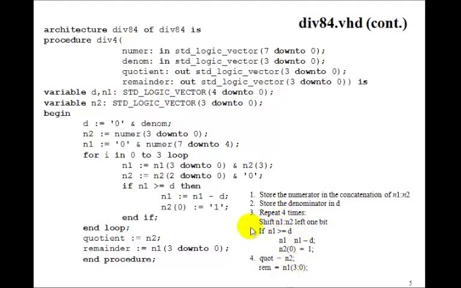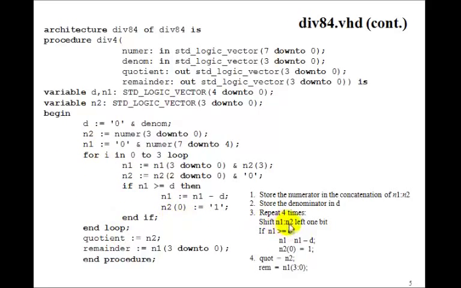So here's our little algorithm that we want to implement. So we need to store the numerator in the concatenation of n1 and n2. So the numerator, 3 down to 0, goes into n2, and the numerator 7 down to 4 with a leading 0 goes into n1. The denominator with a leading 0 goes into d. Store the denominator in d. Then we want to repeat 4 times, so we'll go through this for loop, 0 to 3.